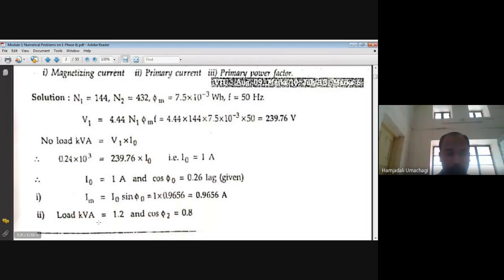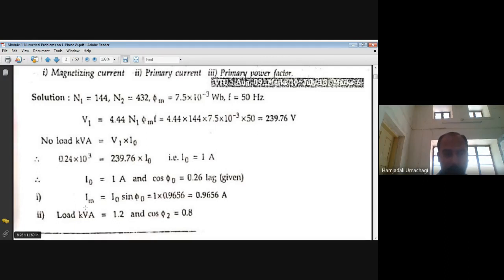Now, calculate the magnetizing current. First, you need to calculate the magnetizing current. In order to get these values, we need to calculate some of the parameters which are required for the calculation of magnetizing current and primary power factor. So now let us calculate magnetizing current, the first parameter.